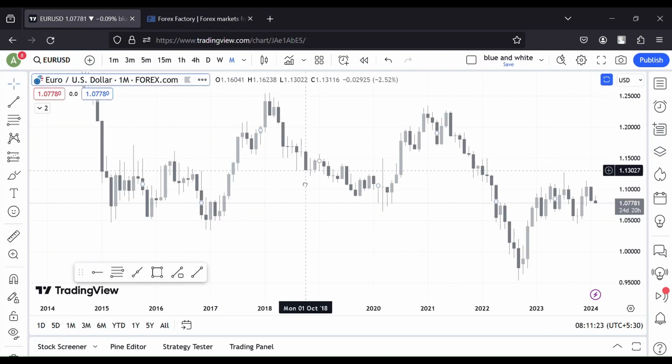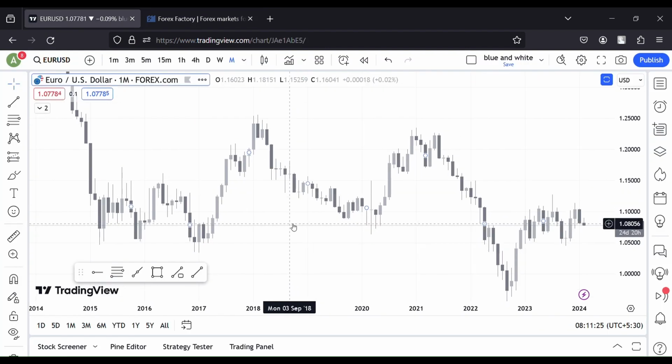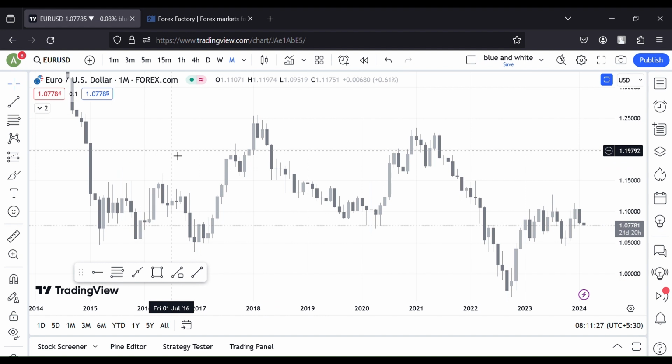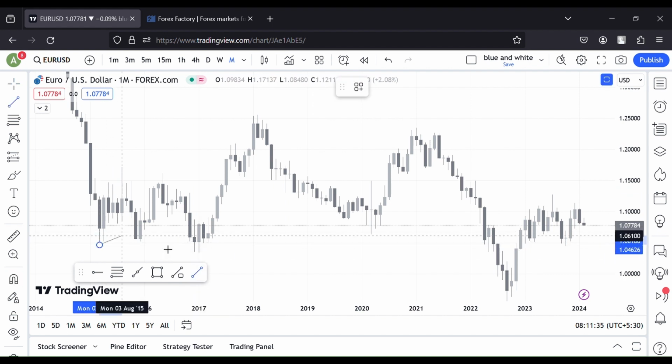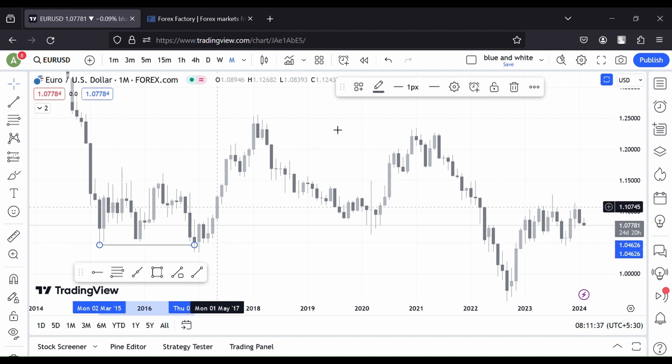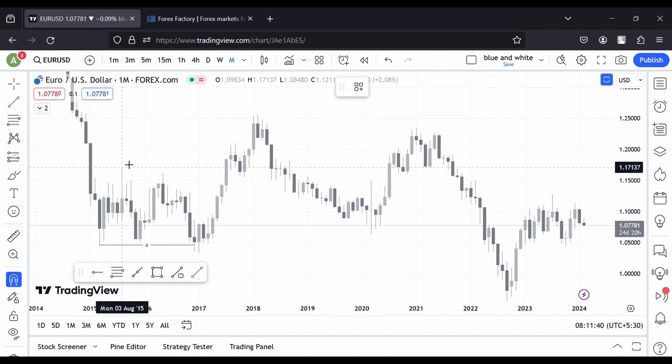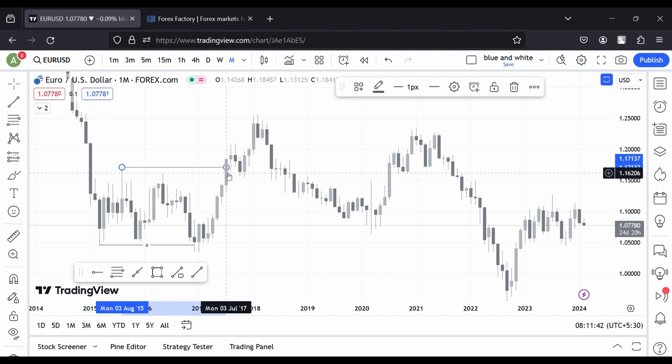So this is the monthly chart, and first of all we have to mark the strong high and the strong low for the bias of the market. What do I mean by that? So this is the equal low, the price swept these equal lows and broke this high. This gave us a strong low right here.